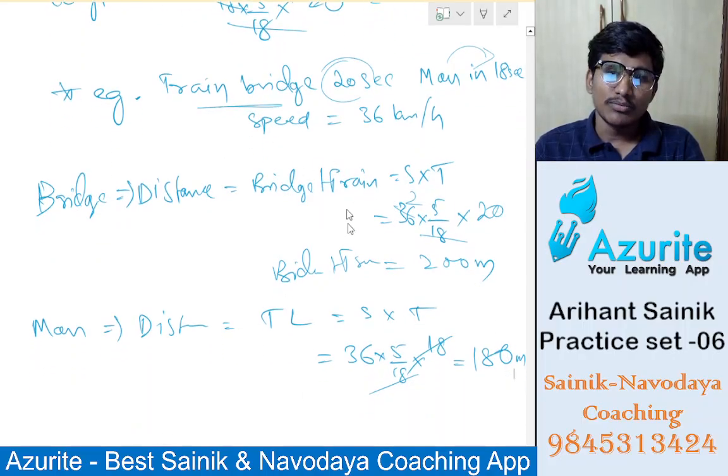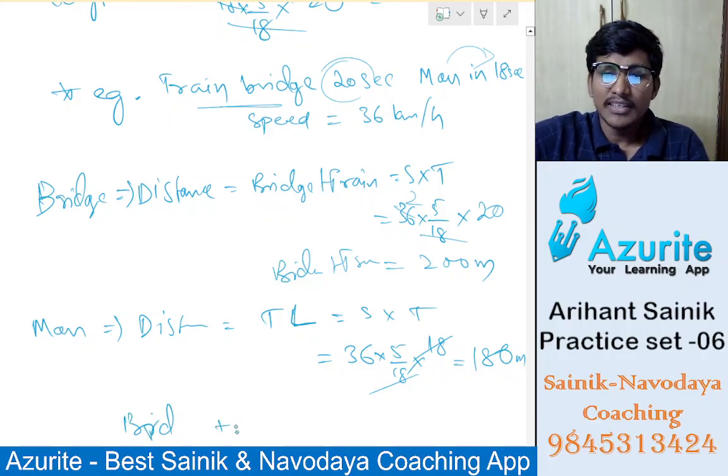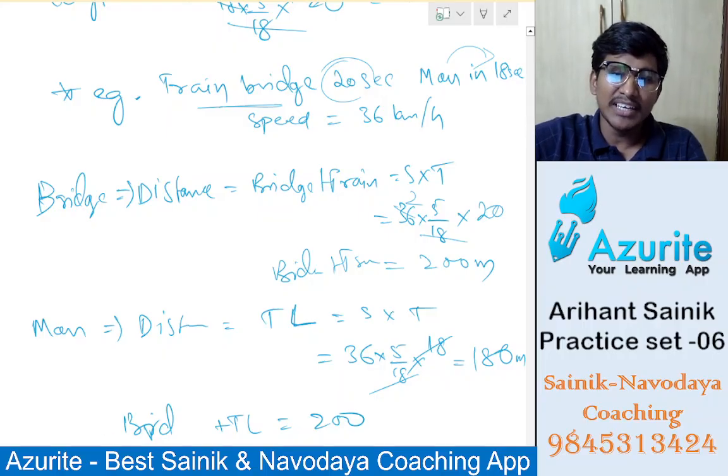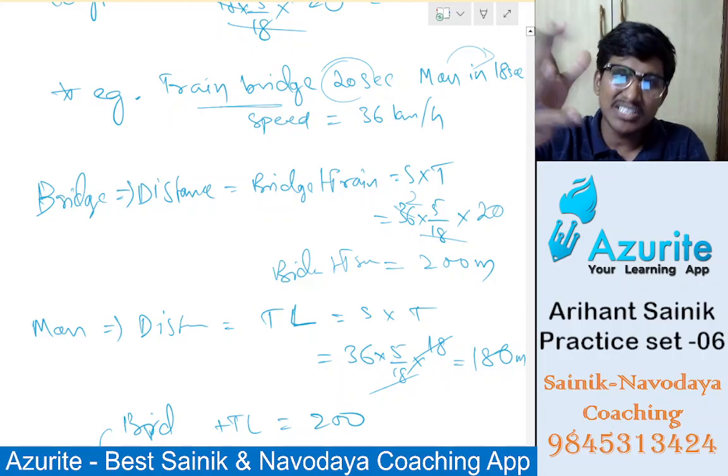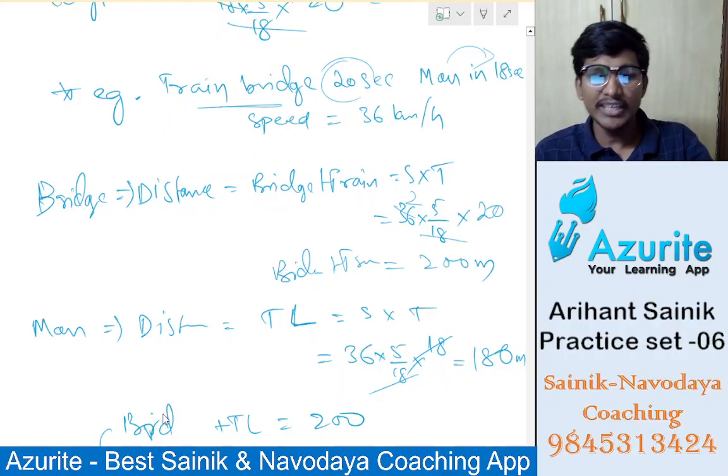Bridge will be how much now? Train length we got as 180. Bridge plus train length is 200, train length is 180. So the bridge will be 20 meters. That is how we can find the bridge length. If they give the bridge length, we can find the train length also. Understood? Okay, good.